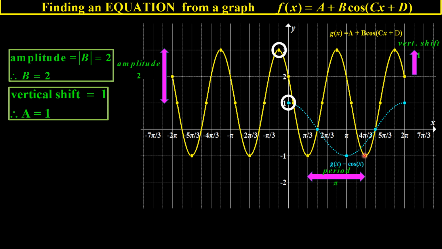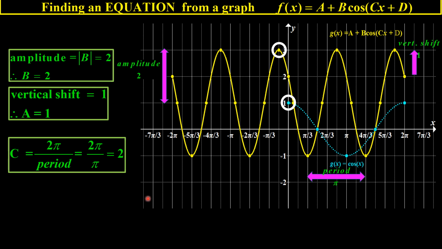From that point to that point, you can even check it from any 2 points there. From this point to that point, but it's a bit awkward to read that one off. So let's take it from this point to this point. Okay? So that will give me my full period. You can see there I've got a full period there. So the period there is pi. So you can see that's 2 pi over pi. That will give me my c value.